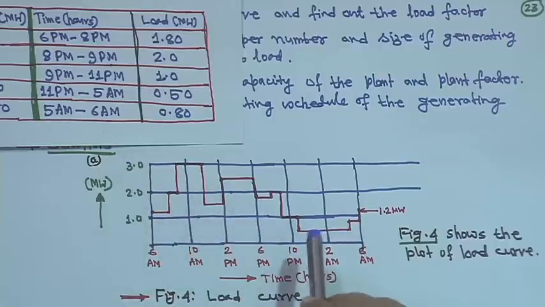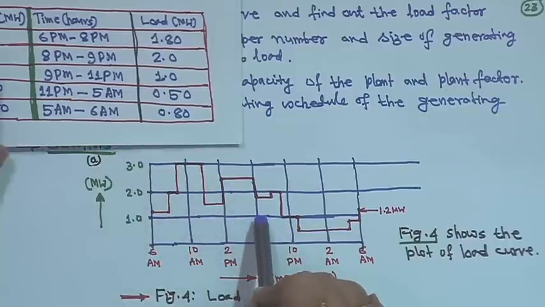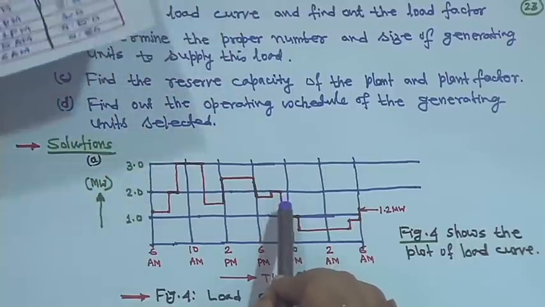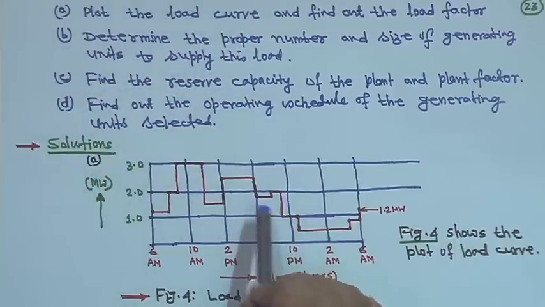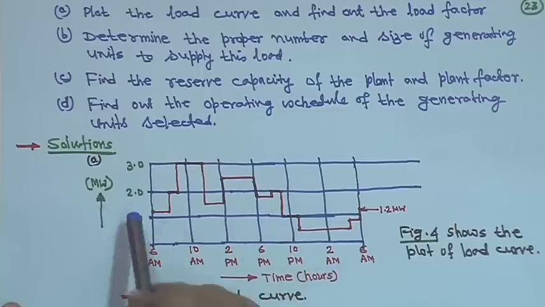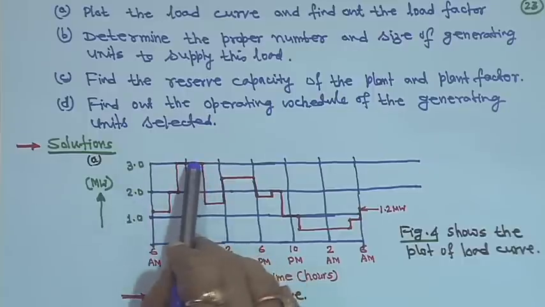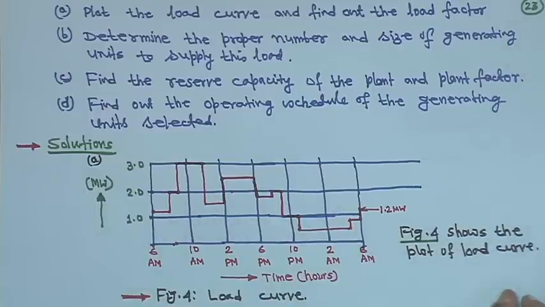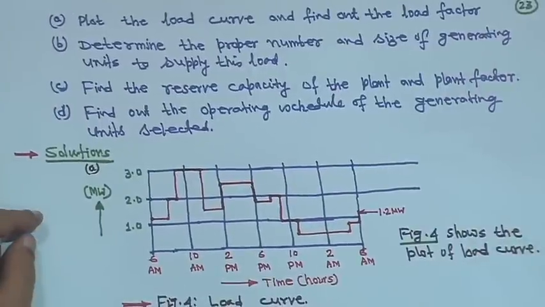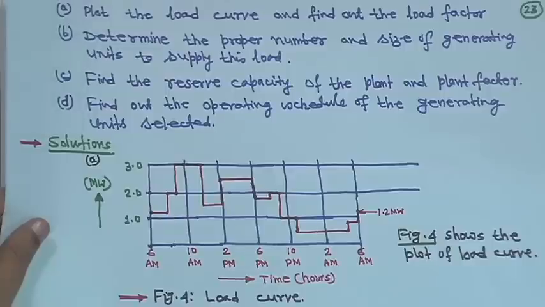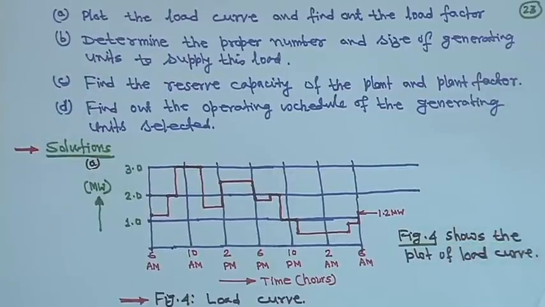This way you should complete your load curve. You plot the load curve first, right. Once this load curve is plotted, this is the time and this is the megawatt load, and the peak is of course 3 megawatt. Once you compute that load curve, then you find the units generated during 24 hours.